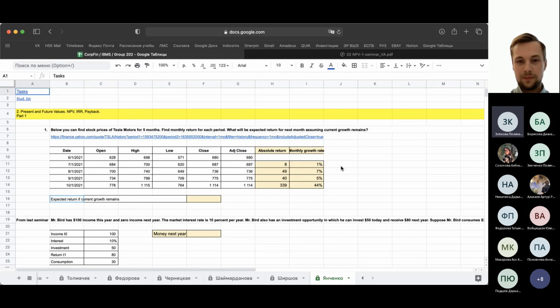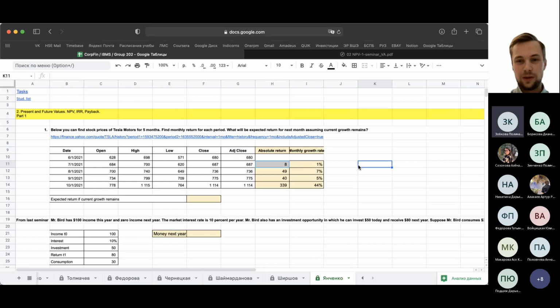So to find the absolute return, we should just subtract the previous value from the value that we have now for this month. For example, for July, we should subtract 680 from 687. Yeah, you can open the cell and show the formula. Okay, great. So it's like this.